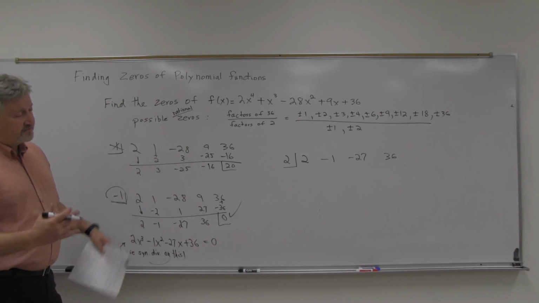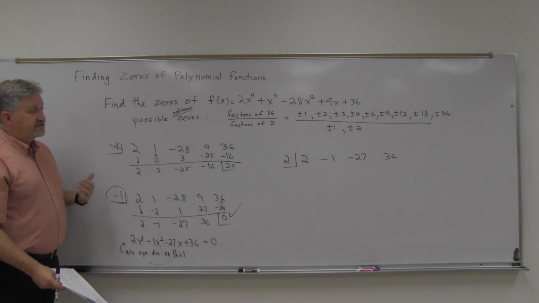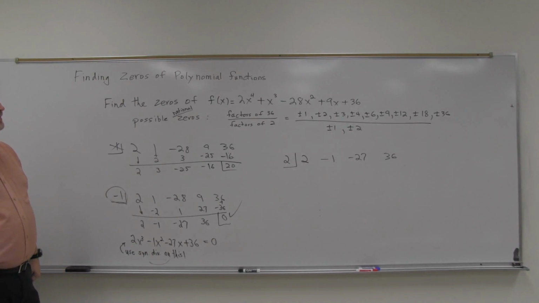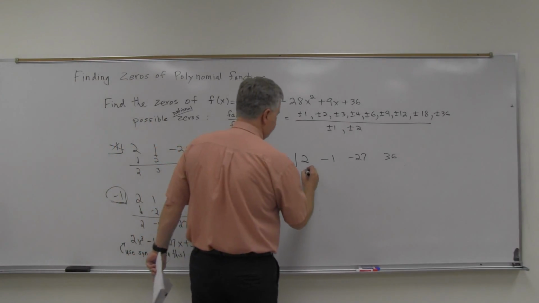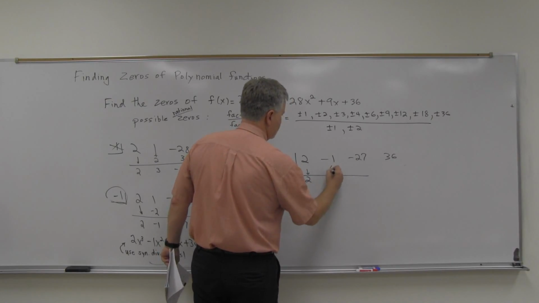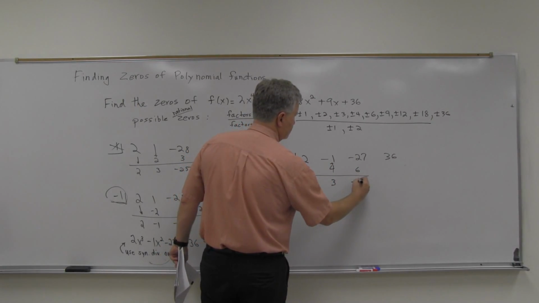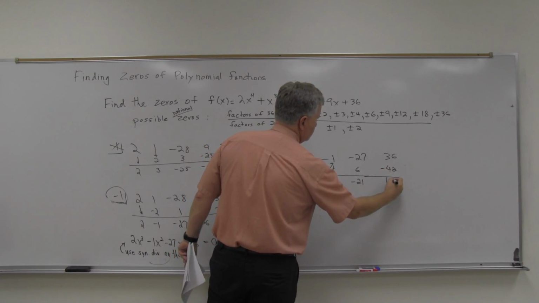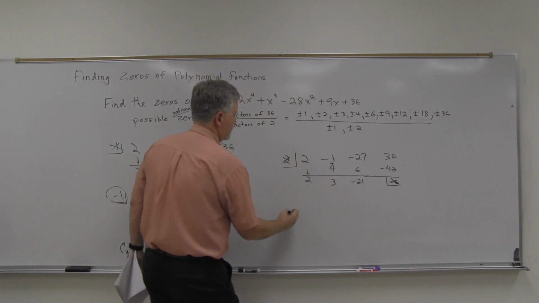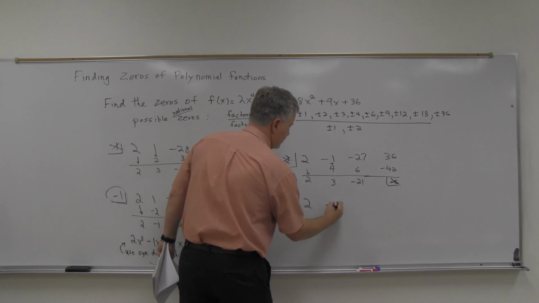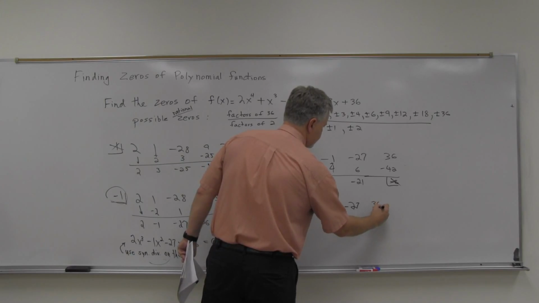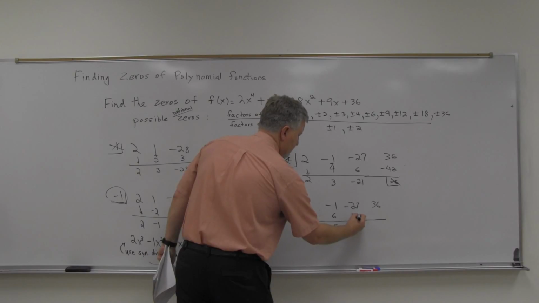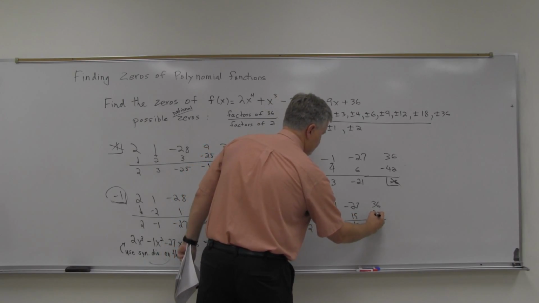You can try -1 again. Unless it's a double root though, it won't work. So it's probably best to just move on. 2 doesn't work. How about 3? 2, -1, -27, 36. I think it worked. Okay, we get -12, 0. Here we go.